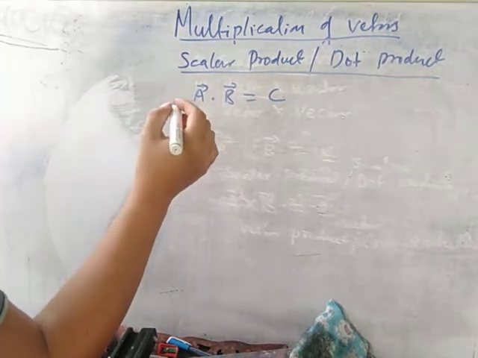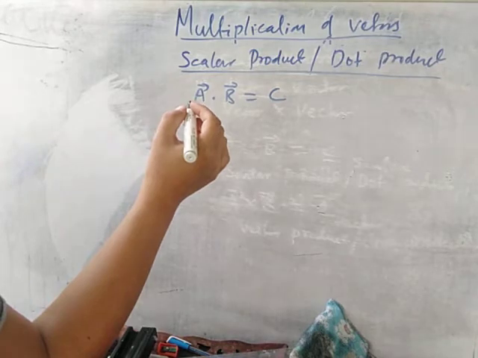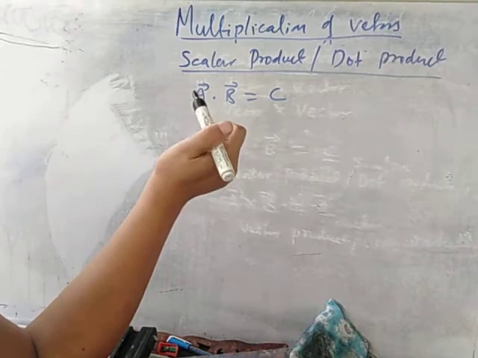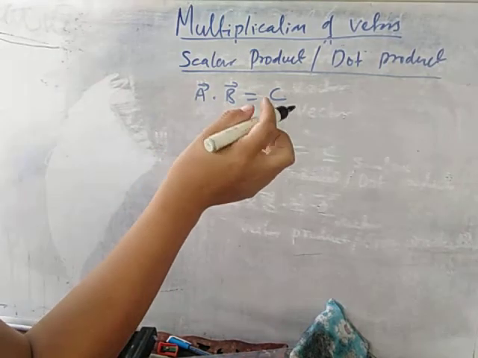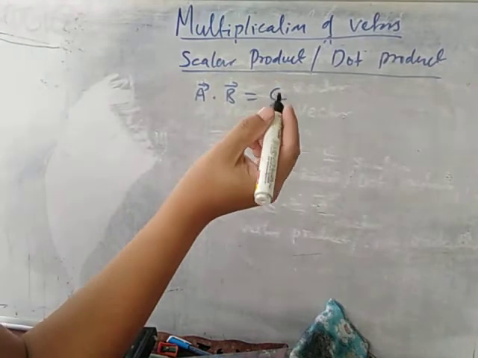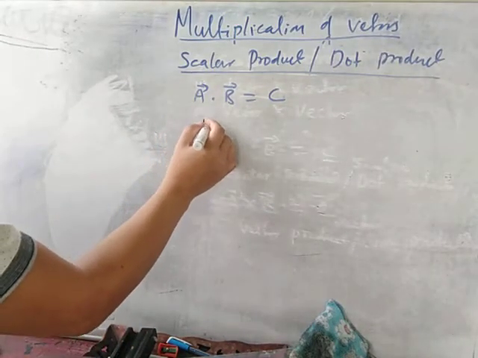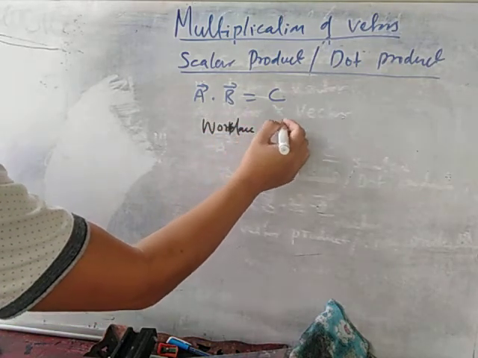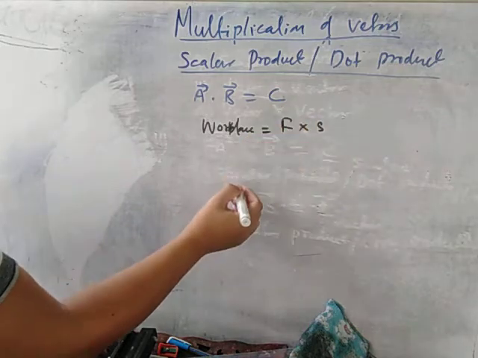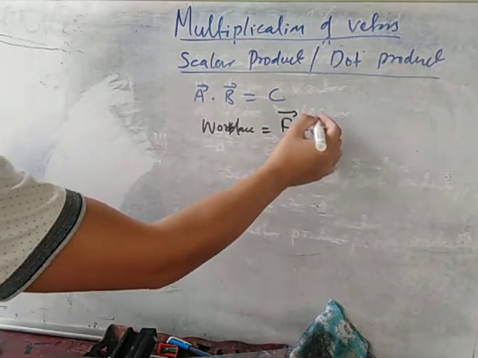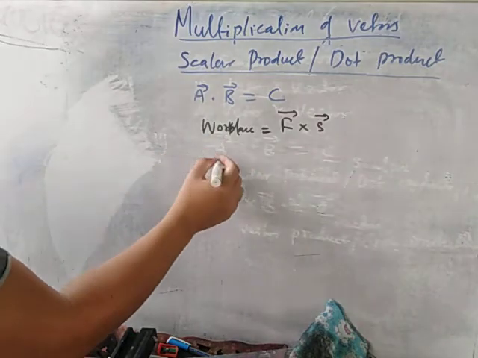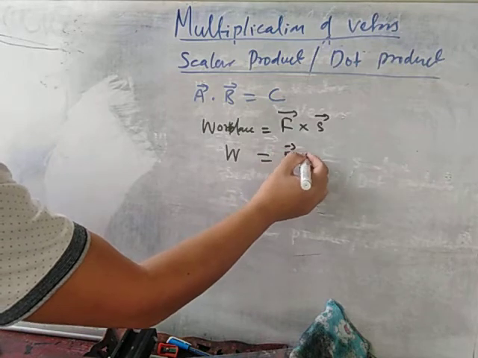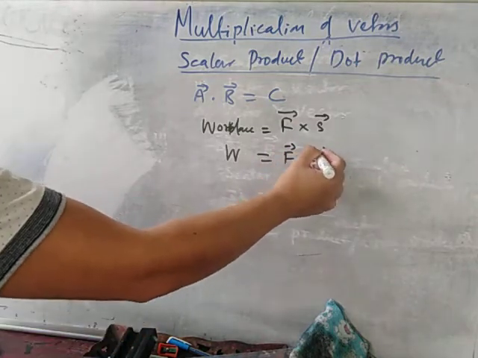See, in class 9 you have learned that if you multiply two vectors, then you will get a product. What is that? That is your work done, isn't it? So that is your work done equals force into displacement, isn't it? Force is a vector, displacement is also a vector, and work done W is a scalar, isn't it? So this is the example of scalar or dot product of vectors.